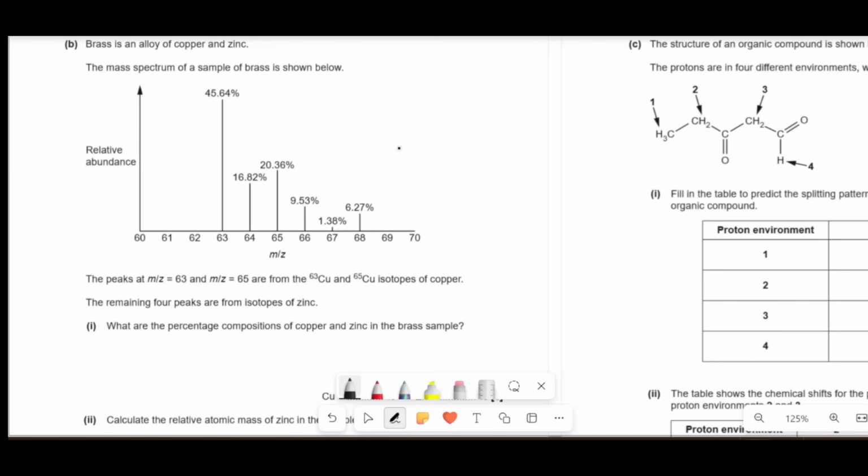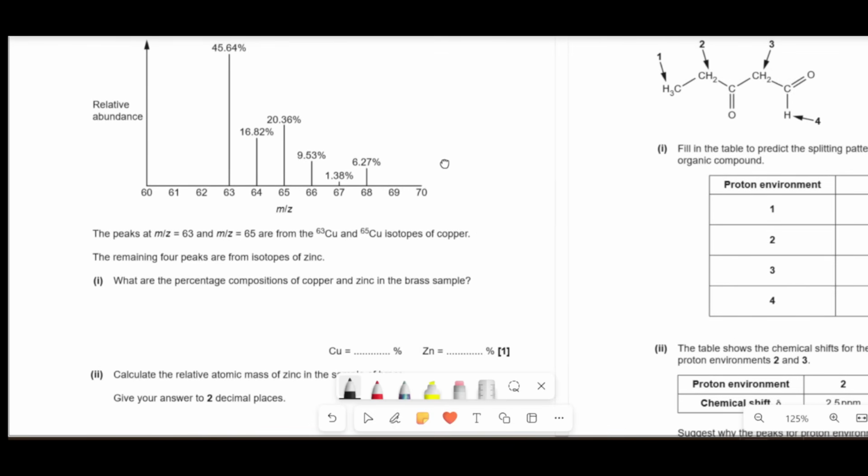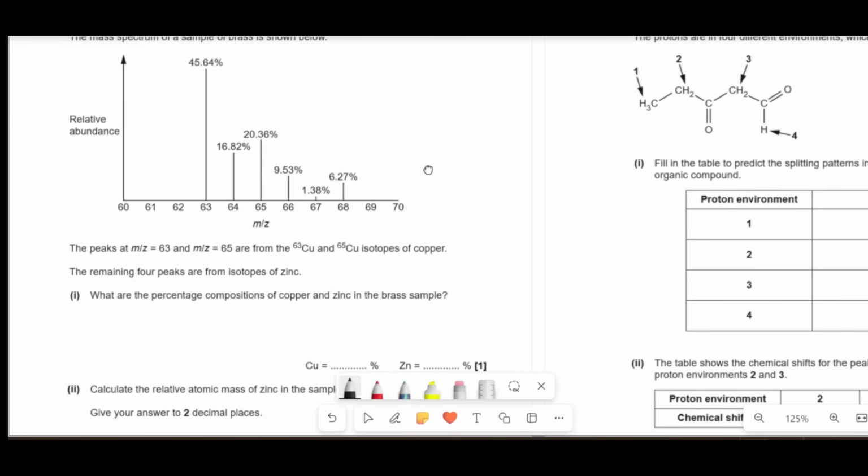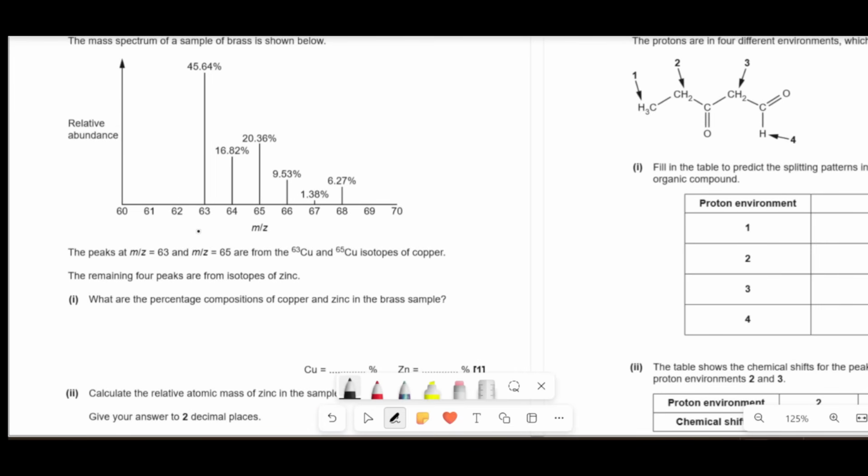The mass spectrum of a sample of brass is shown below. The peaks at m/z 63 and 65 are from the 63Cu and 65Cu isotopes of copper. The remaining 4 peaks are from zinc. So what are the percentage compositions of copper and zinc in the entire thing? So if we have a look, 63 and 65, sorry, are from the copper. Fine. So that means that those two added must be the percentage composition entirely of the sample that they took.